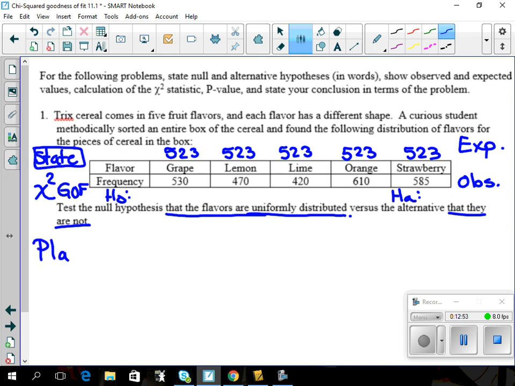Our plan. There are 2 conditions. What's the first? Random. Does it say in here that it was a random sample? No, we're going to assume it. We'll have to assume that our sample was collected randomly.